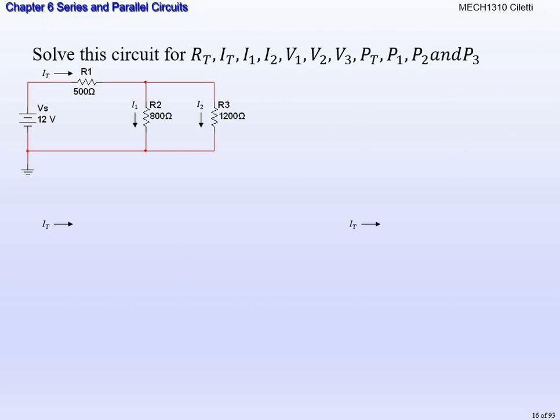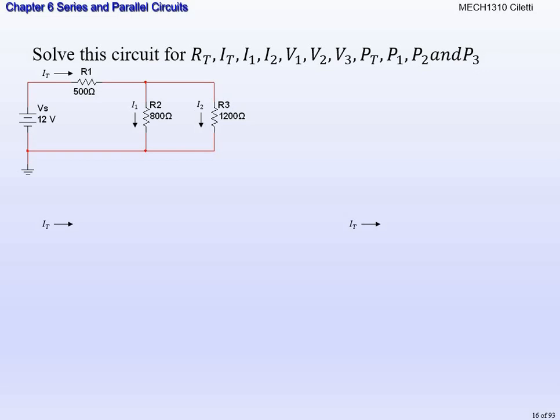So now we're going to solve this circuit. Sorry I don't have all my animations down correctly where my ITs are going, but we're going to solve this circuit for RT, IT, I1, I2, V1, V2, V3, P total, P1, P2, P3. Remember, P is for power, V is for voltage, I is for current, and R is for resistance.